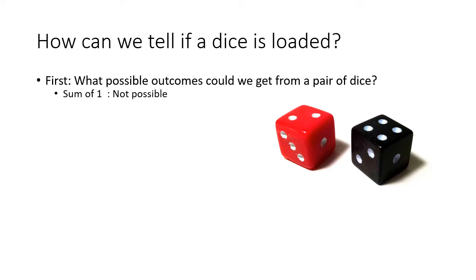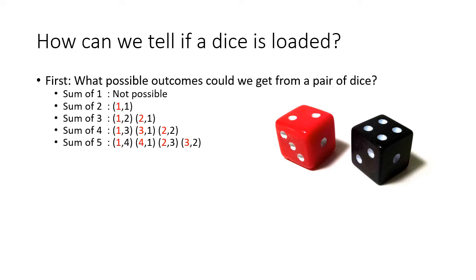The lowest we can get are 2 ones, which equals 2. So the red dice gets a 1 and the black dice gets a 1. We could get a sum of 3. We have 2 possible ways. Red dice could get 1, black could get 2, and red could get 2, black could get 1. That's it. A sum of 4, we have 3 ways. Red could get 1, black could get 3, red could get 3, black could get 1, or each of them could get a 2. And we continue like this.